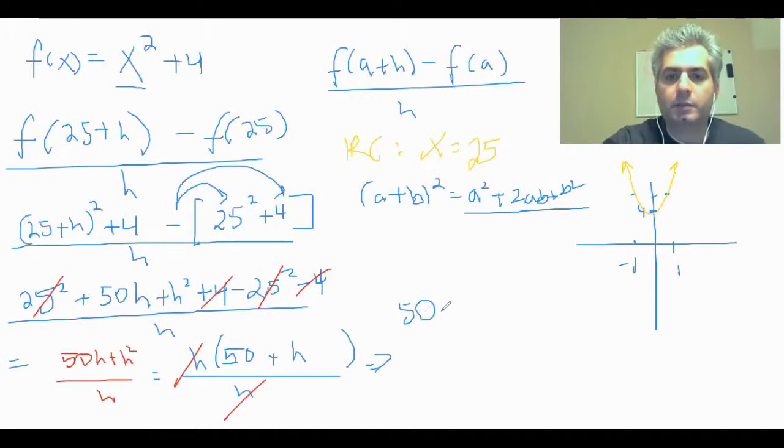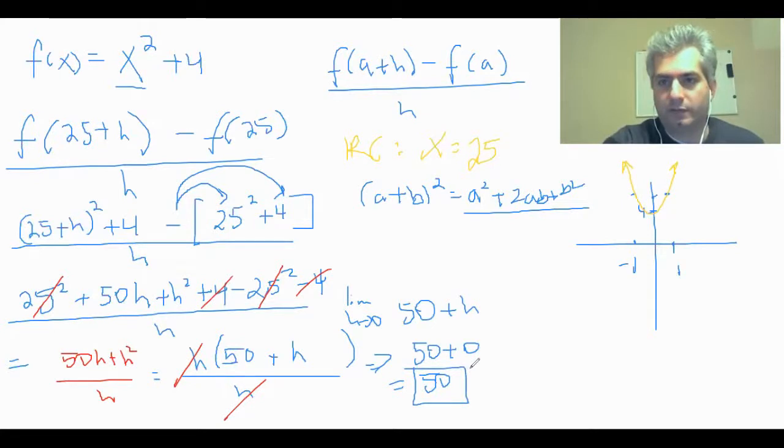And now we can substitute h equals 0. So we apply the limit. h approaches 0 and we substitute it. So we end up with 50 plus 0, which equals 50. So the instantaneous rate of change at x equals 25 is 50. So you can make that statement. Therefore, IRC equals 50.